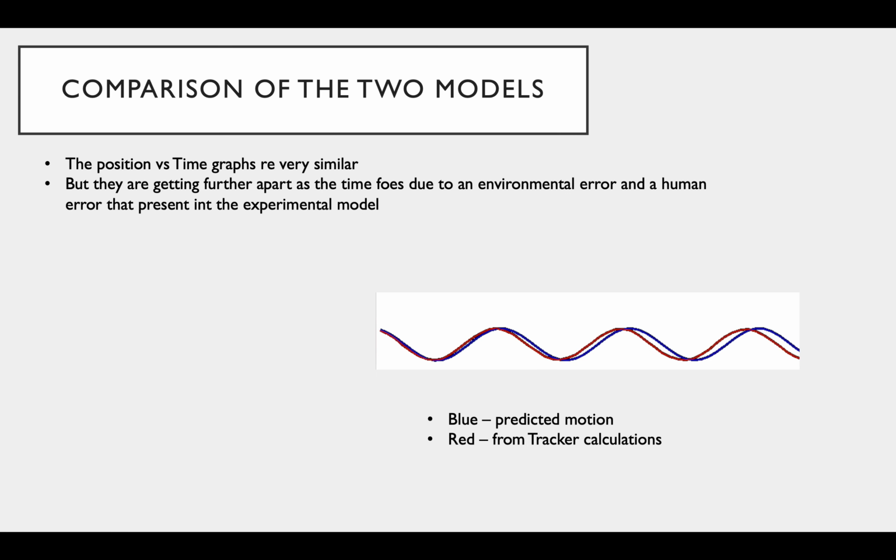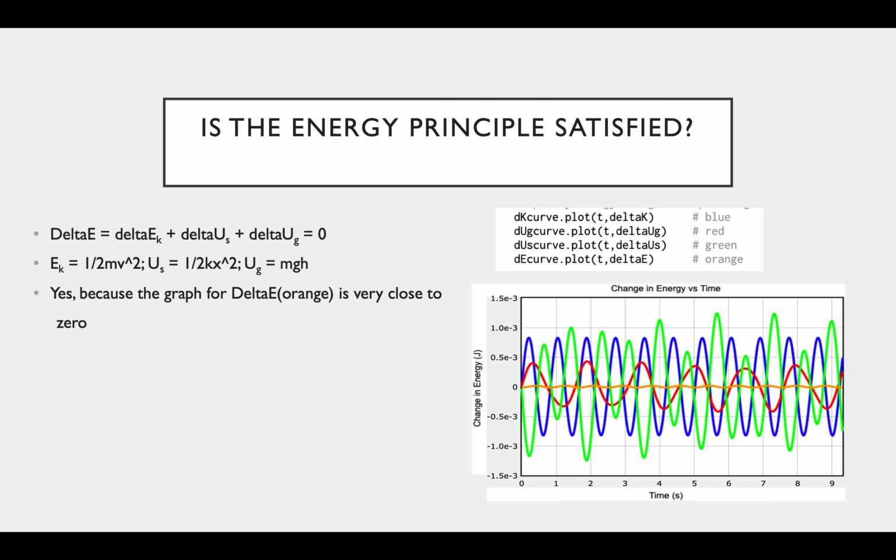So when we compare the y position versus time plot of the two models, we can see the curves have the same qualities, frequency and oscillation period, and are pretty much identical in the beginning, but as time goes, they go out of phase due to the environmental and human error that affect the tracker model. The blue line shows the predicted motion generated in the GlowScript code, and the red one is from tracker calculations.